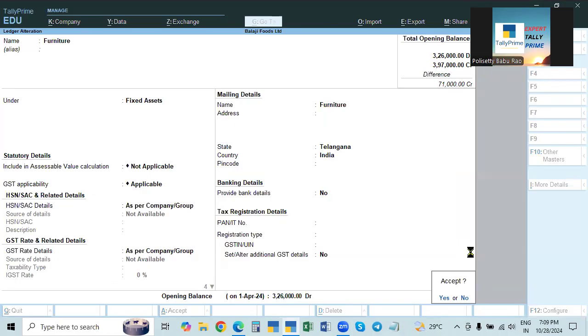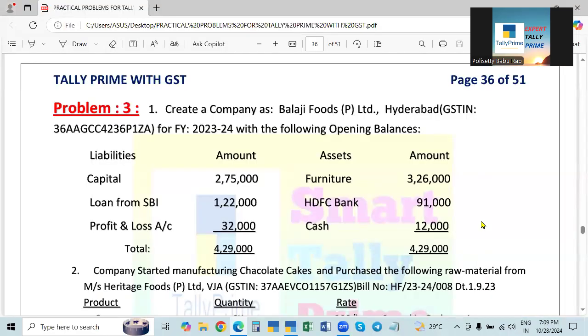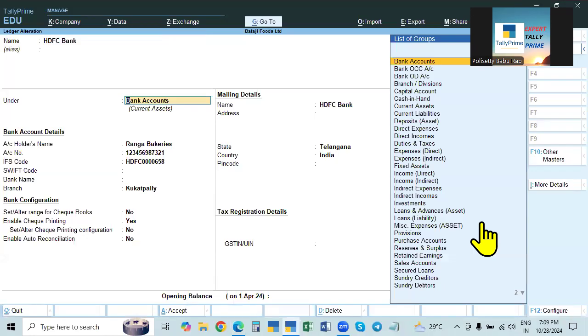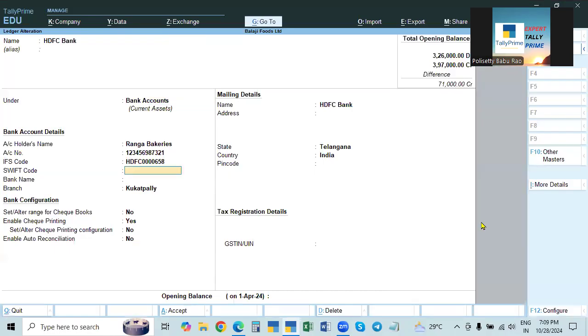Okay, this is an asset. Then HDFC Bank. HDFC Bank is a current account in the bank, so that will come under bank account. If it is an overdraft, it will be a liability. Bank account is an asset, that is our money is in the bank, in the current account.